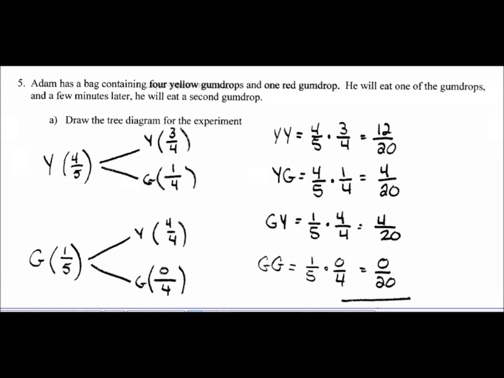Example 5 is another example involving gumdrops. We have a bag that has 5 gumdrops in it, 4 yellow and 1 red. It says that Adam will draw a gumdrop, eat it, and then a few minutes later draw a second one. Because he didn't replace it, we have probability without replacement. We have dependent events. The tree diagram shows the probabilities associated with all the possibilities: a yellow and then a yellow, a yellow and then a green, a green and then a yellow, or a green and then another green. Notice the most interesting thing here is down at the bottom where we have green, green. Because there was only 1 green, it's impossible for Adam to reach in and eat 2 green gumdrops from this bag. Now let's use these probabilities that we've listed over in our sample space to answer some questions.